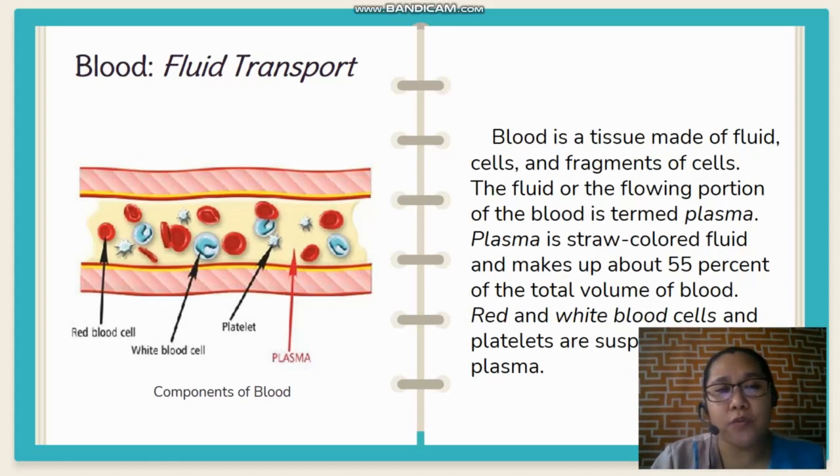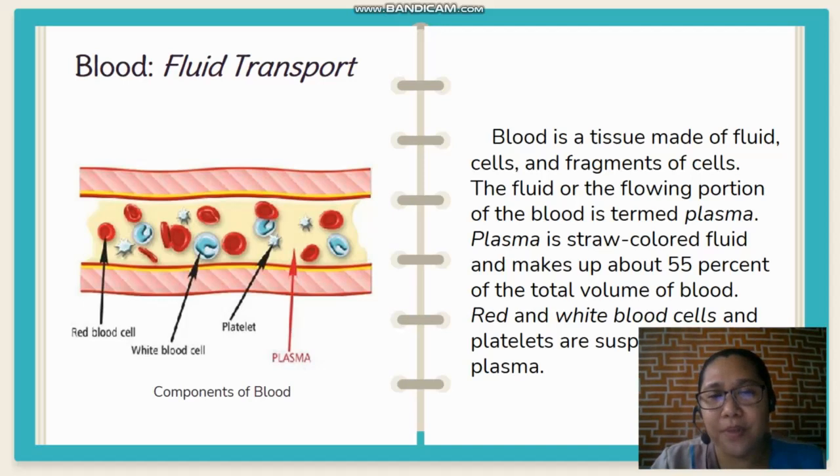So we now go to the blood, which is called our fluid transport. We have the different parts of the blood as shown in our diagrams. You have the red blood cell, the white blood cell, the platelet, and the plasma. They are the components of our blood.